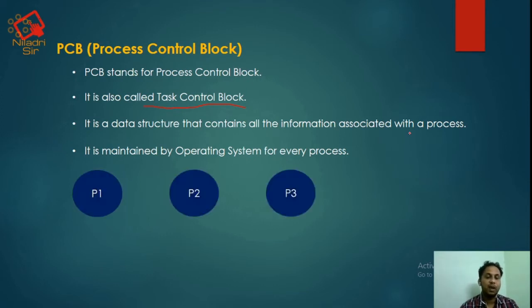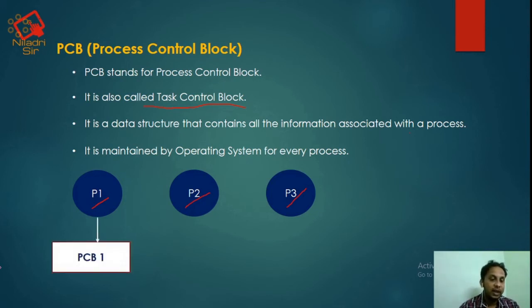Next, you can see that there are three processes, P1, P2 and P3. As we have said, the PCB stores the details of the individual process. There is a PCB for P1, another PCB for P2, and another PCB for P3. So if there are n processes, there are n PCBs in the operating system to hold the details of the processes.